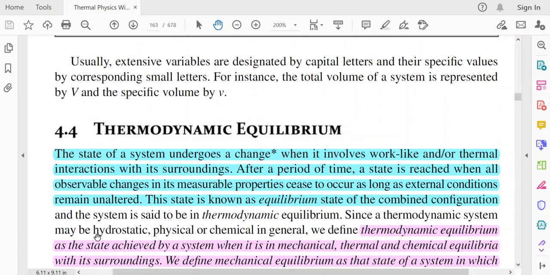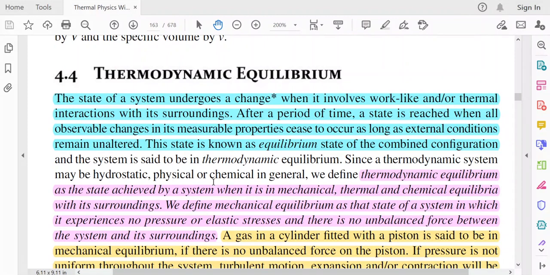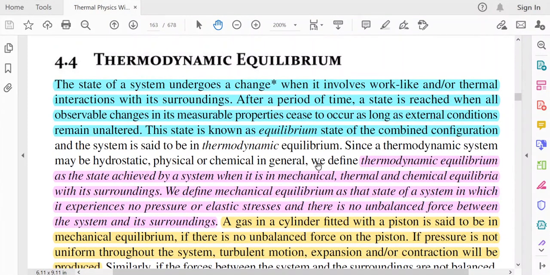Since a thermodynamic system may be hydrostatic, physical, mechanical, or chemical, we define thermodynamic equilibrium as the state achieved by a system when it is in mechanical, thermal, and chemical equilibrium with its surroundings. So thermodynamic equilibrium is a generalization. It considers mechanical equilibrium, thermal equilibrium, as well as chemical equilibrium with the surroundings.